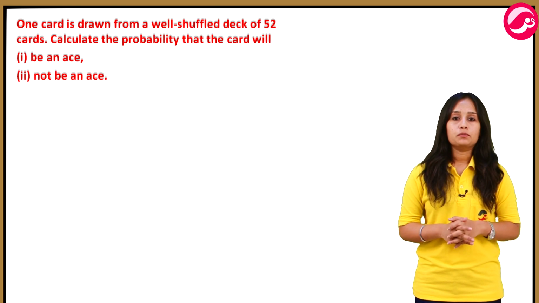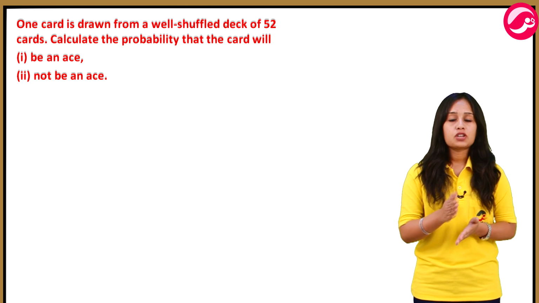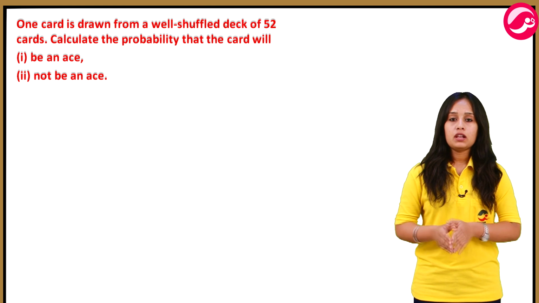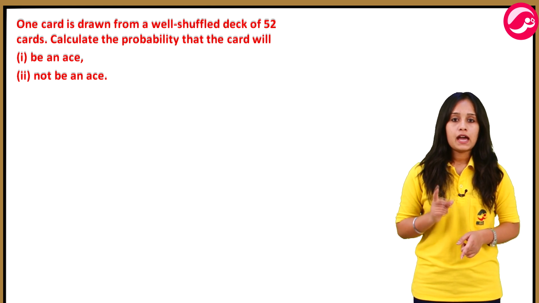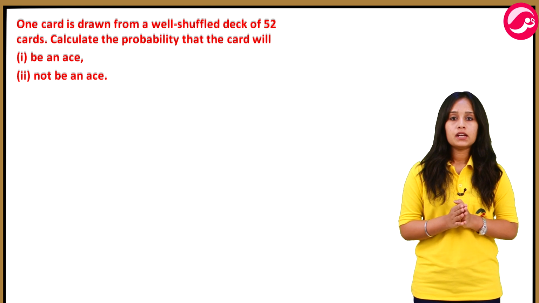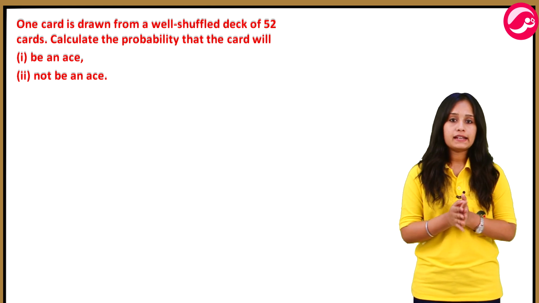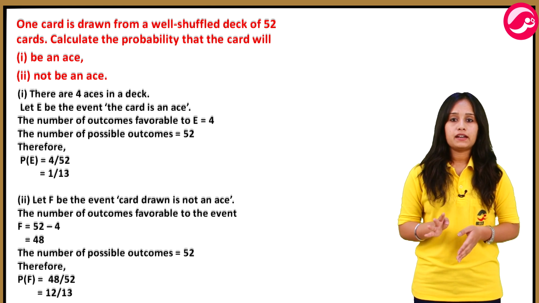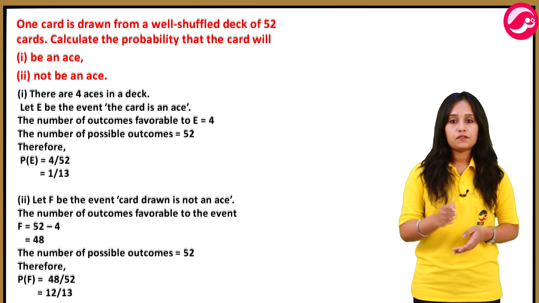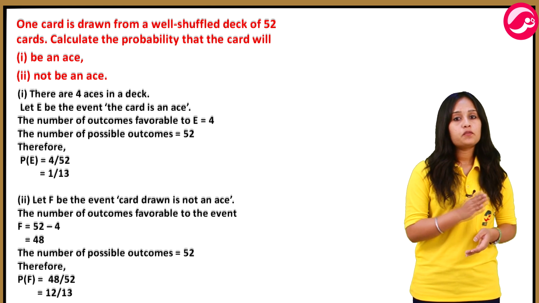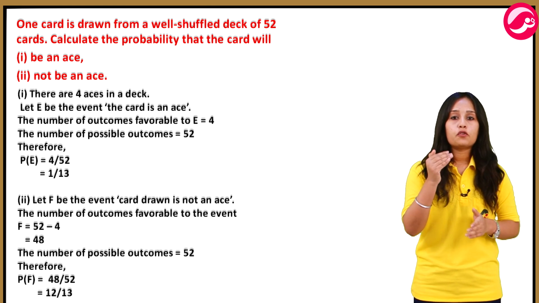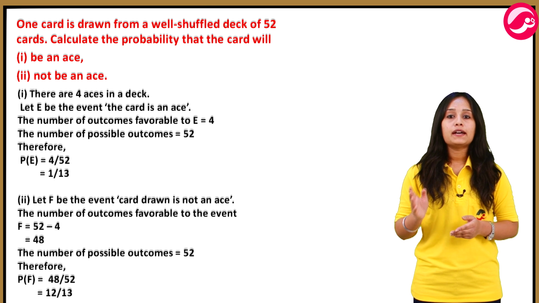Now let's solve a problem. One card is drawn from a well shuffled deck of 52 cards. Calculate the probability that the card will, number 1, be an ace and number 2, not be an ace. Now, well shuffling ensures equally likely outcomes. So, for the first part of the problem, there are 4 aces in a deck. Let E be the event, the card is an ace. So, the number of outcomes favorable to E is 4. The number of possible outcomes is 52. Therefore, P of E will be 4 by 52, which is equal to 1 by 13.